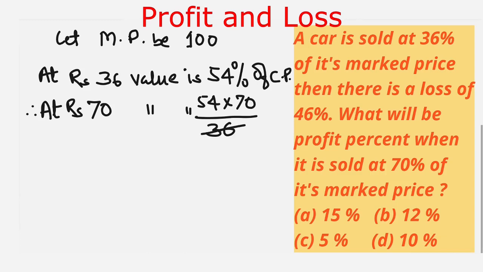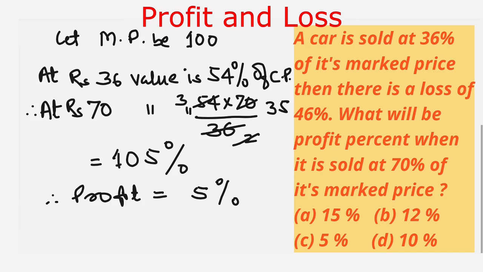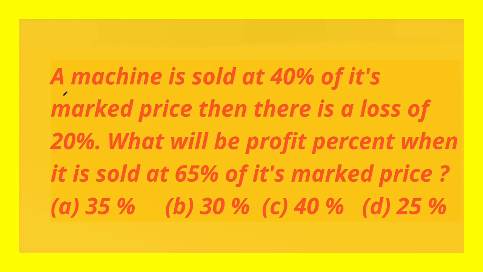18 cancels 36 for 2 times and 54 for 3 times. And 2 cancels 70 for 35 times. And 35 multiplied by 3 is 105% of cost price. Thus, on selling at 70% of marked price, the value received is 105% of cost price. It means that there is a profit of 5%, as 105% minus 100% is 5%. And from given options, our answer is option C. We go to the next question.